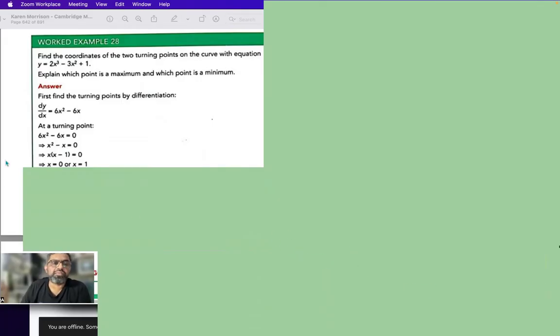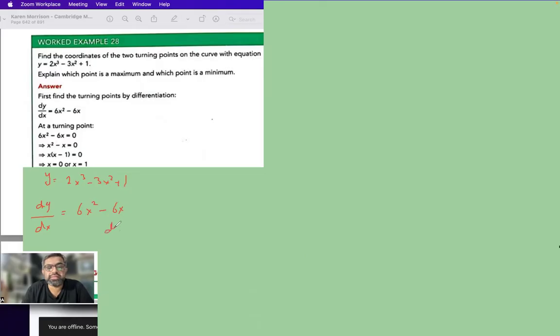So y is equal to 2x cubed minus 3x squared plus 1. The first thing we always do is take the derivative. So dy by dx will give us the turning points, because where the derivative is 0, that is a turning point. So this is 6x squared, we apply the power rule of derivative, minus 6x, plus 1 is 0, the derivative of plus 1 is 0. So 6x squared minus 6x is the derivative. For turning points, we put the derivative equal to 0.